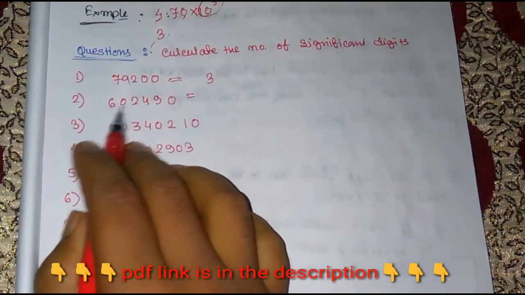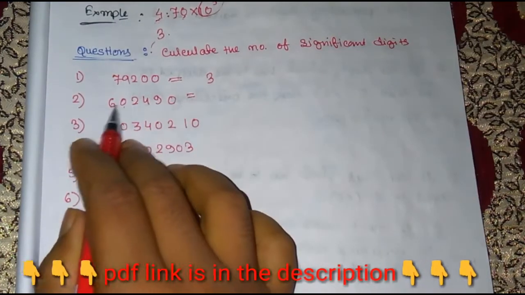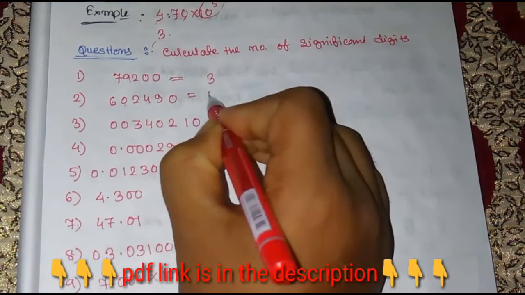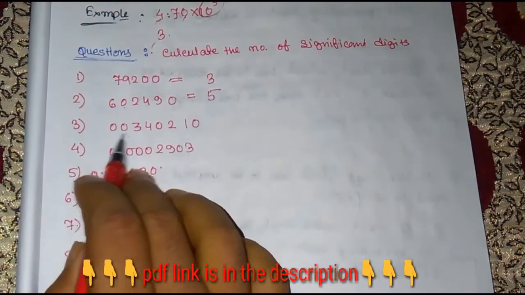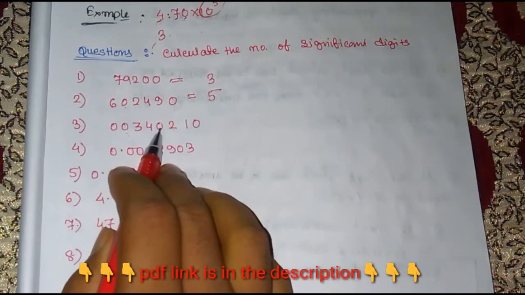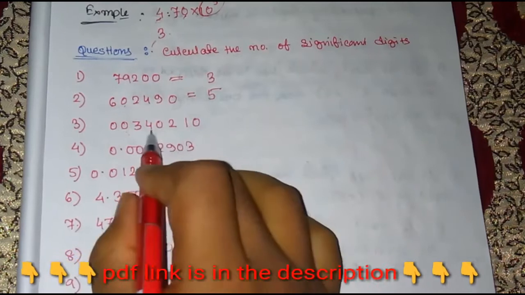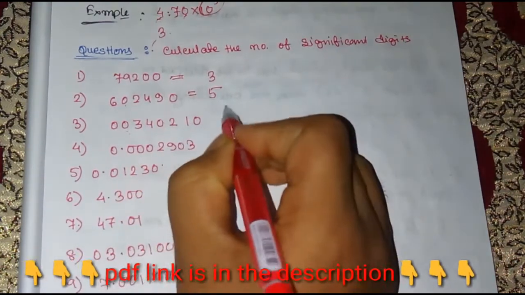Here the 0 is in between 2 non-zero digits, and this is non-zero, and this is trailing. So how many? 1 2 3 4 5 only. This is the terminal 0, so it is not significant. Next, 1 2, and this is in between 2 non-zero digits, so it is significant. This is trailing, so it is not. So 1 2 3 4 5.